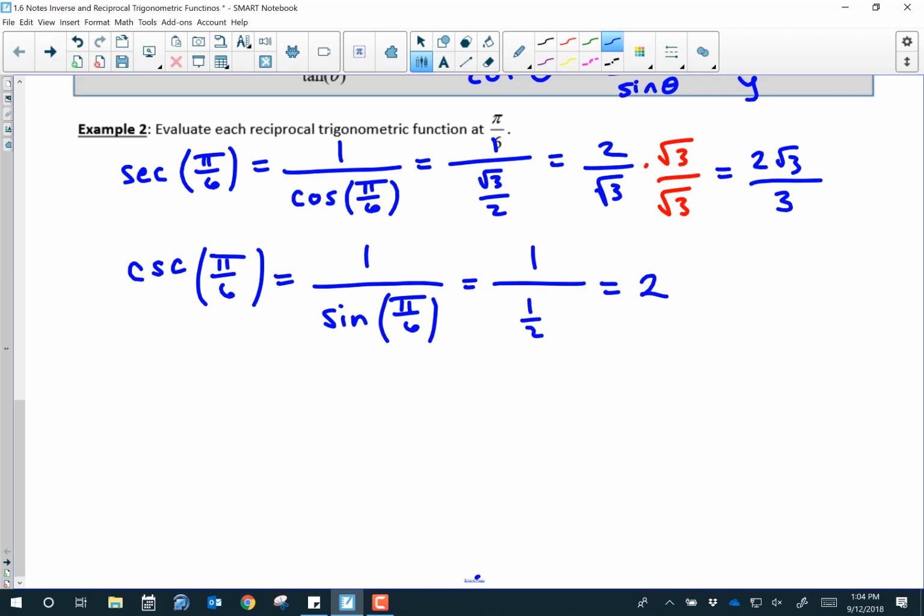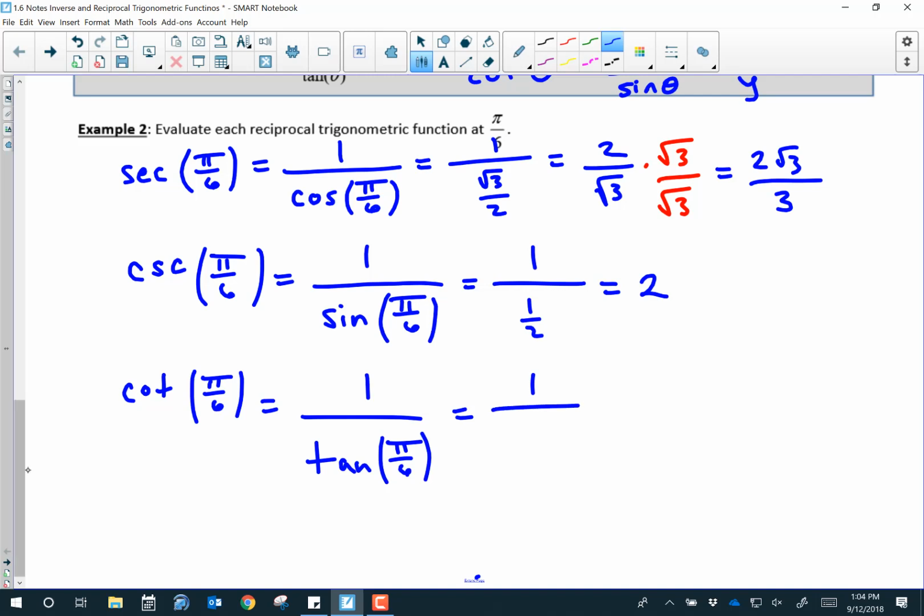All right, so let's do one more. Let's do the cotangent of pi over 6. So that reciprocal is 1 over tangent. And what's the tangent at pi over 6? Root 3 over 3. Remember, that's kind of the less steep one. So that's the reciprocal, 3 over root 3.